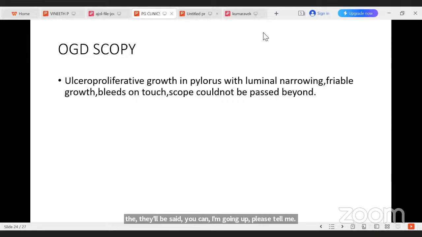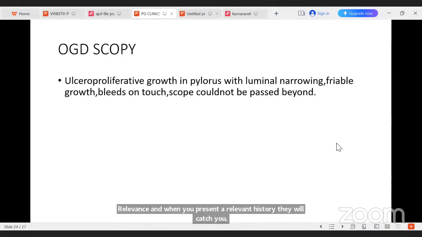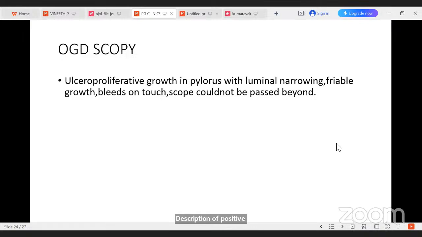Yeah, it's actually a very straightforward case. I don't know why so much discussion has taken place. For the exam, examiners will look at details of history, relevance, and when you present irrelevant history, they will catch you. Description of positive findings: a mass moving with respiration does not point to any retroperitoneal organ. If it is intra-abdominal, there is no need for examination of retroperitoneal organs, which you have stated in your history.